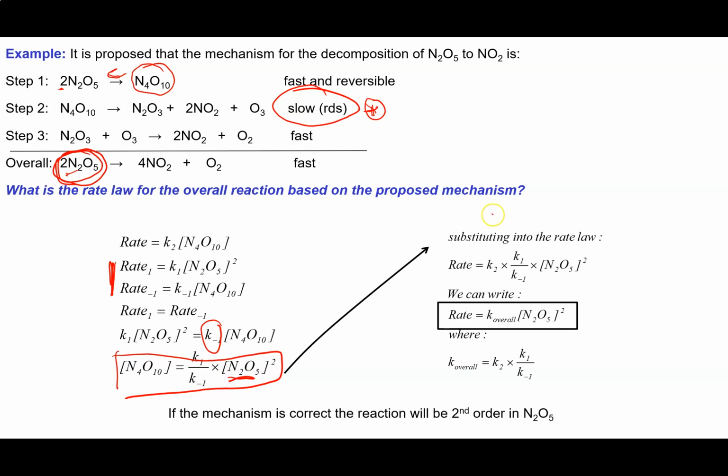So now I'm going to substitute that into the rate law for my slow step. I've still got K2, there it is, and then this whole thing here is used to substitute for the concentration of N4O10. I got that from down here. And then I group together all of my rate constants to give my overall rate constant. And there you go, you can see that this reaction is second order in N2O5.